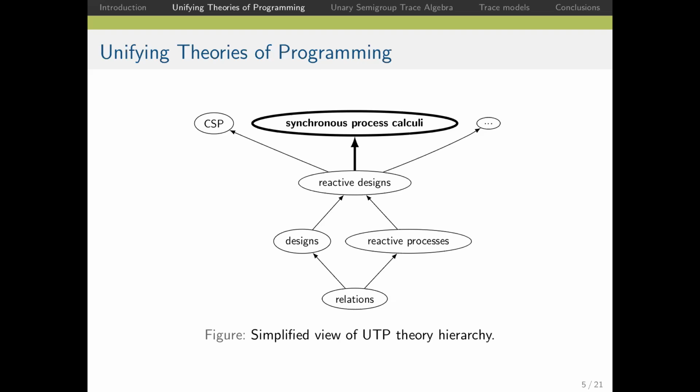And then combining these two, we get the theory of reactive designs, which allows us to give semantics to CSP and UTP, for example, and other theories. And in particular here, we're interested in giving semantics to synchronous process calculi. So the monoid trace algebra is used to define this reactive process theory, and the results are used by the theories above it. So here what we want to do is to generalize these reactive processes further.